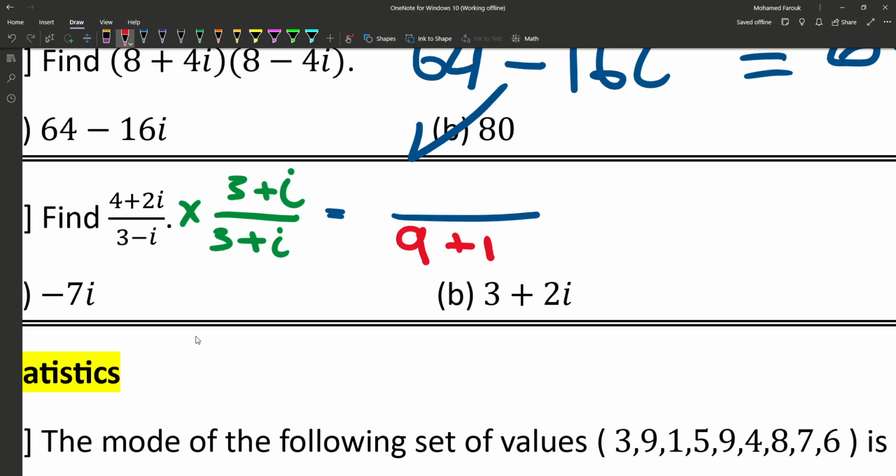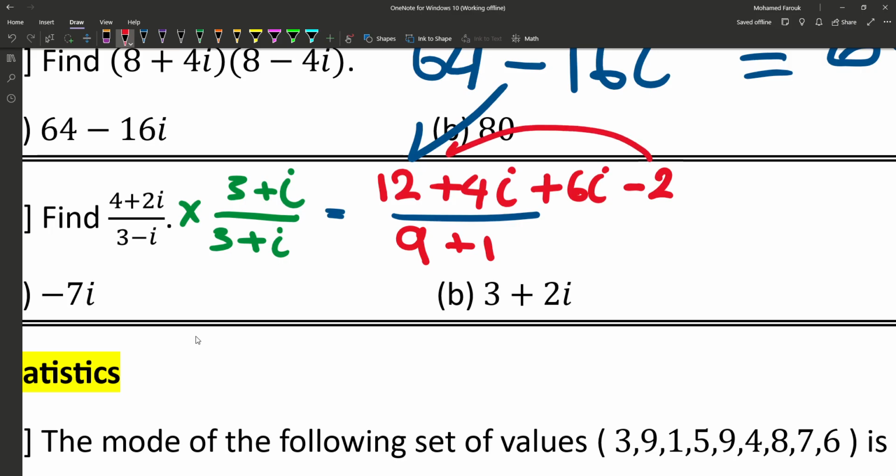Up there in the numerator, you can use the FOIL method. So first by first, 4 times 3 is 12. Outer sides, so 4 times i, it will give you 4i. And then inner sides, it will be 2i times 3, it will give you 6i. And then 2i times i, it will give you 2i squared, which is negative 2, because i squared is negative 1. Add the whole numbers, add the real numbers and complex numbers, of course.